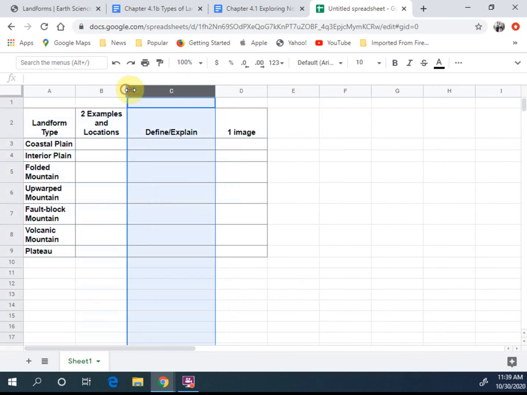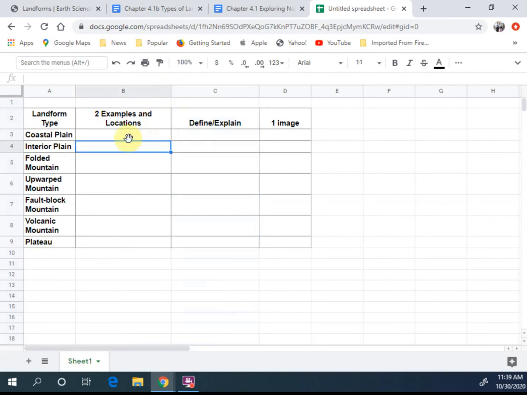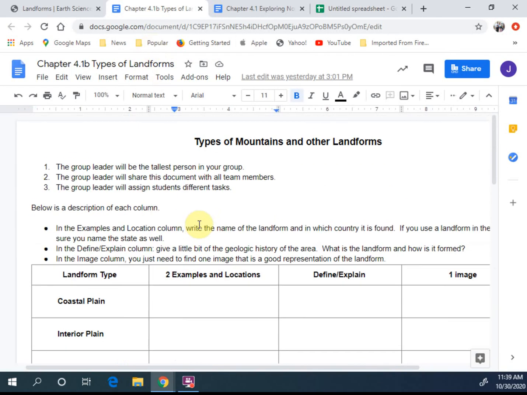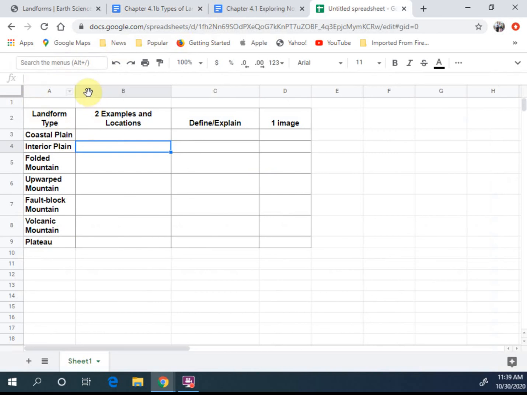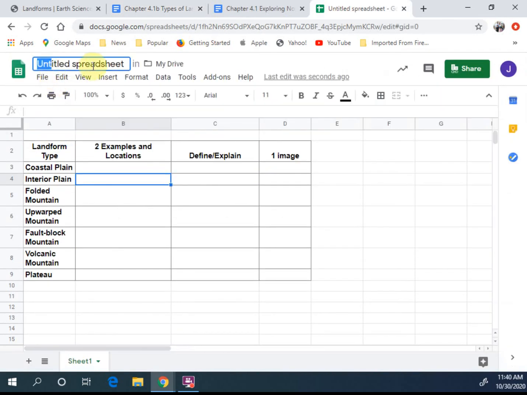What I want you to do is get familiar with how to use Google Spreadsheets again. Get some practice with it. Your job is to do the following. As a group leader, you will share this document, which is a Google spreadsheet that will have all of your names. It will say chapter 4.1. I want you to type it up here. All your names and your hour.